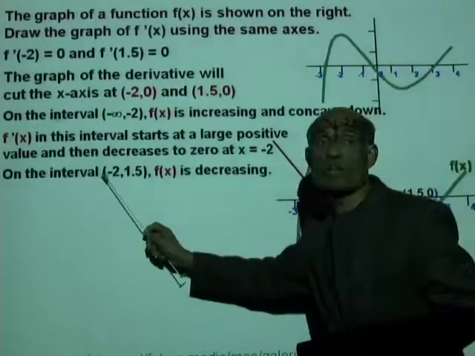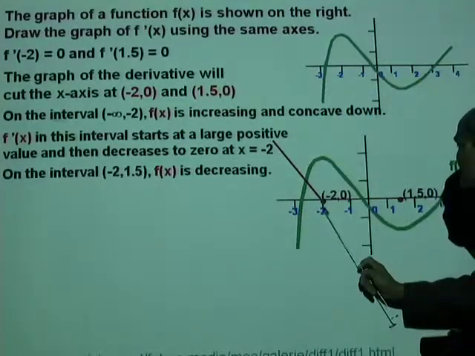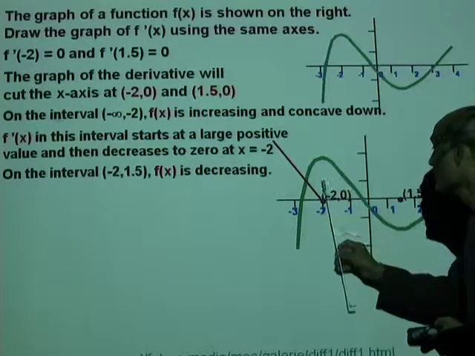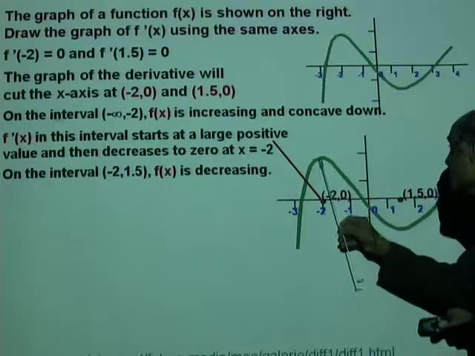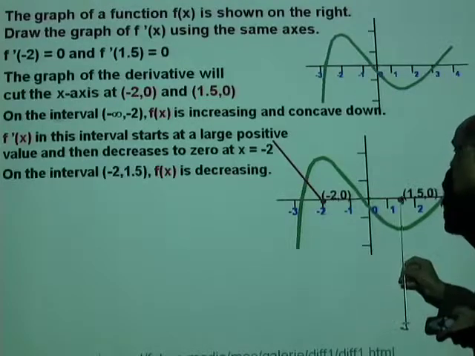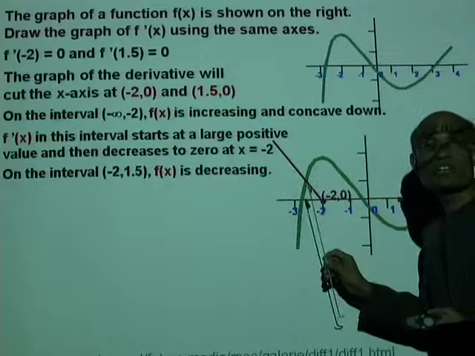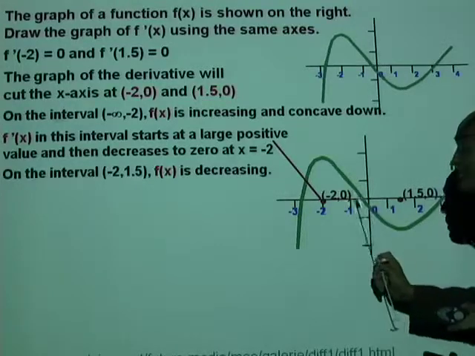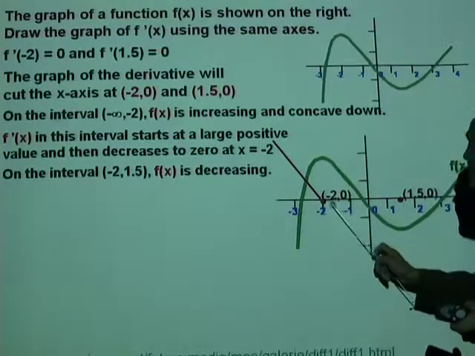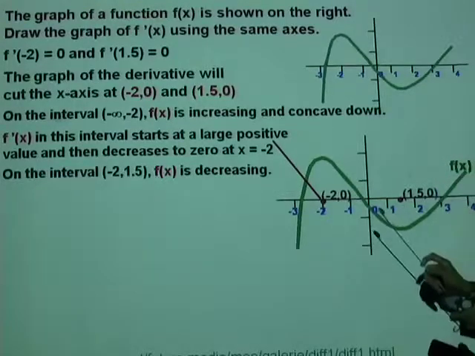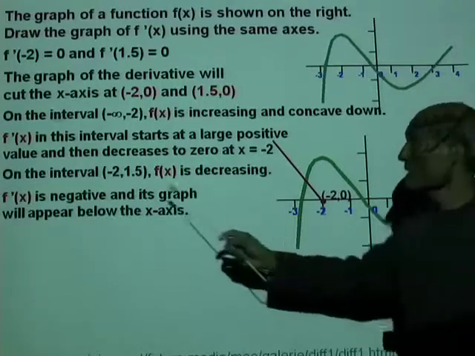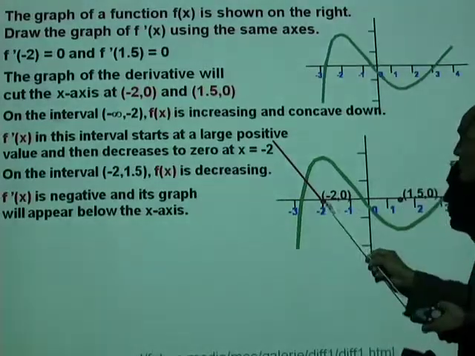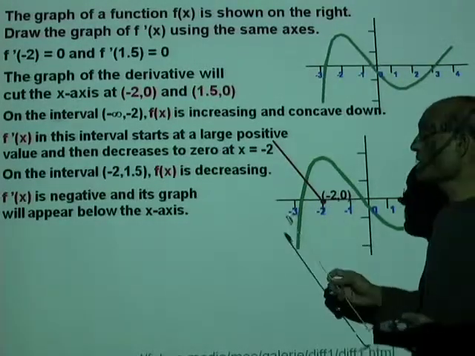Alright? On the interval -2 to 1.5, look at this, -2 to 1.5. Can you tell me what is the behavior of the function there? The function is decreasing. Now, if the function is decreasing on that interval, the derivative will be negative. That means the graph of the derivative will come below the x-axis, you see? So, from -2 to 1.5, the graph of the derivative will be below the x-axis because it is negative. F prime x is negative and its graph will appear below the x-axis. Some form, we will figure out the form right now.